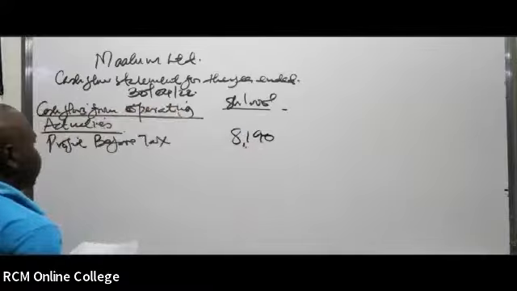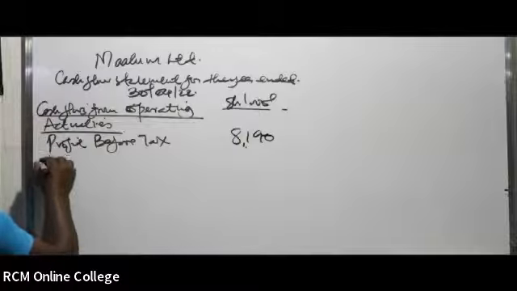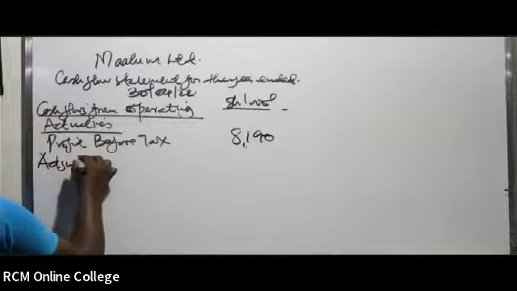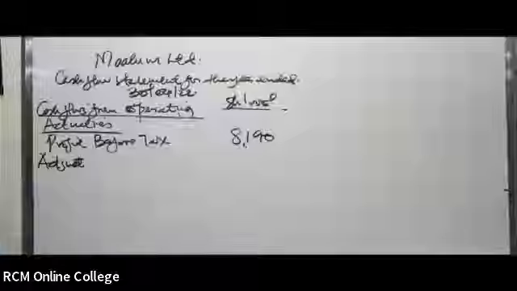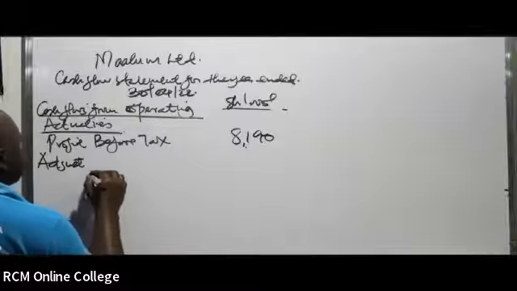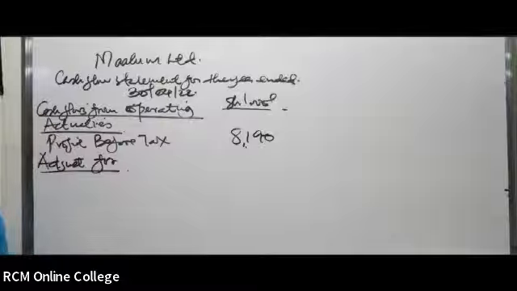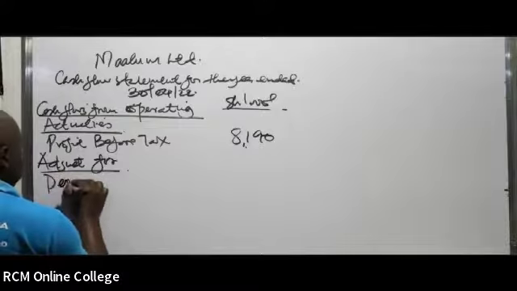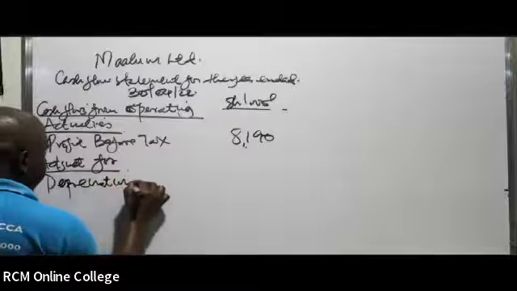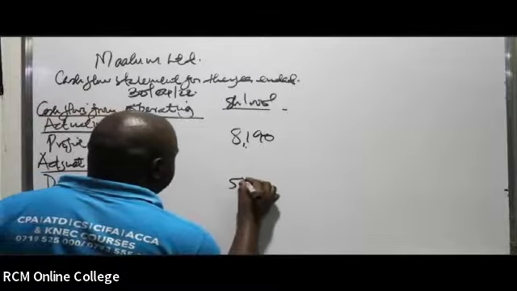Then you can adjust for the non-cash items and the finance cost. We had actually done some calculations, and we had the depreciation, which was 5490. We have depreciation, 5490, this one we add back.